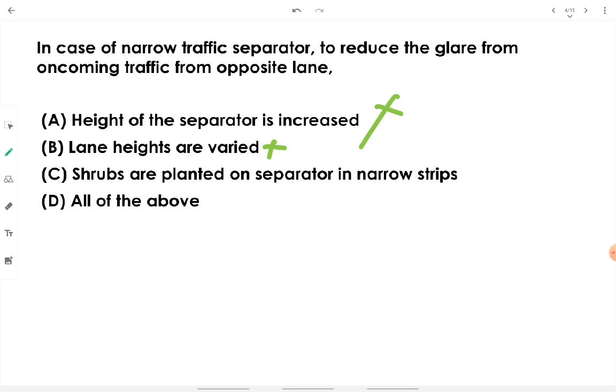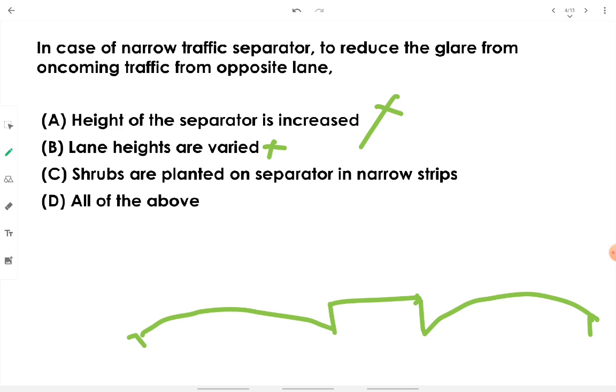Yes, you have seen this, we all have seen this. For example, this is one lane, this is the traffic separator, this is the narrow traffic separator, this is another lane. I am exaggerating the value of camber just to exhibit that these are nothing but lane 1 and lane 2. Now, in order to restrict the glare, what does glare mean? It is the sharp light of headlights of vehicle.